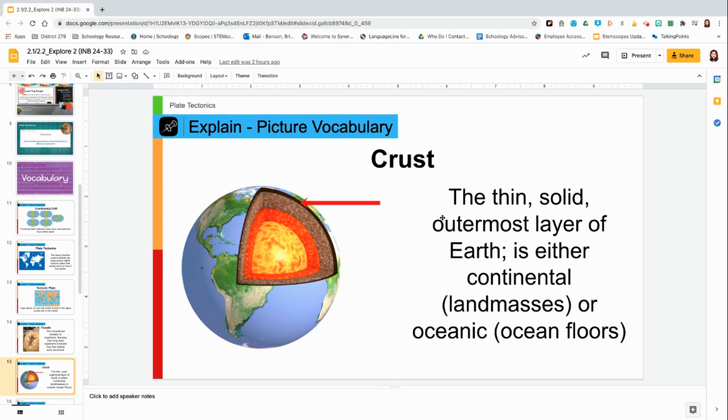The crust of the Earth is the thin, solid, outermost layer of Earth. It is either continental, like North America and South America, land masses, or the oceanic floors, so the bottoms of the ocean. And you can see the red arrow is pointing to the crust, which is this thin black outline. So if you were to dig a hole, let's say in your backyard, you are digging into the crust of the Earth.